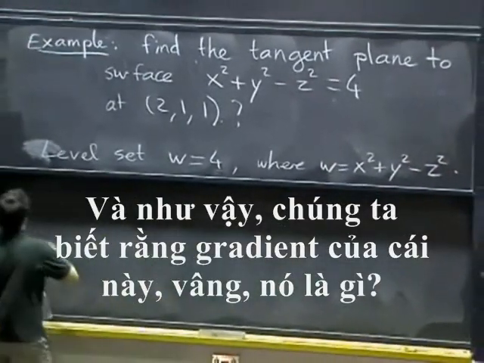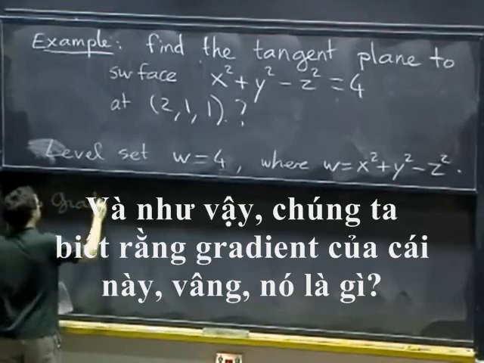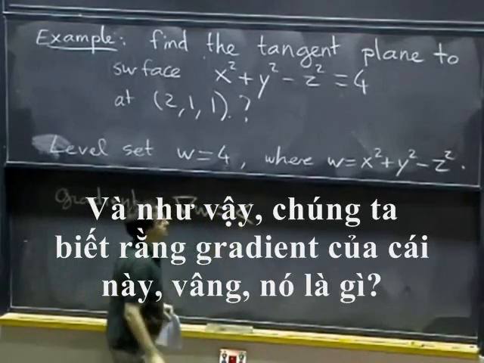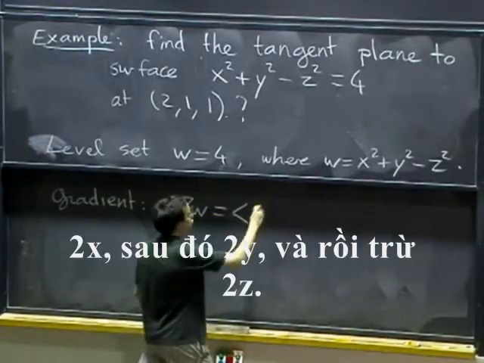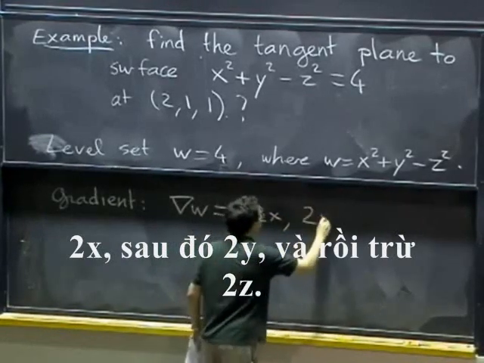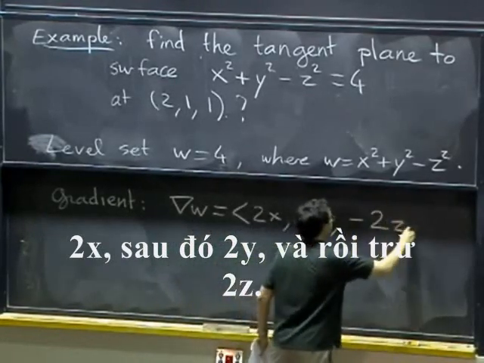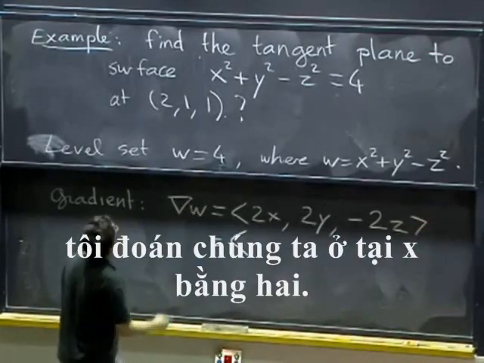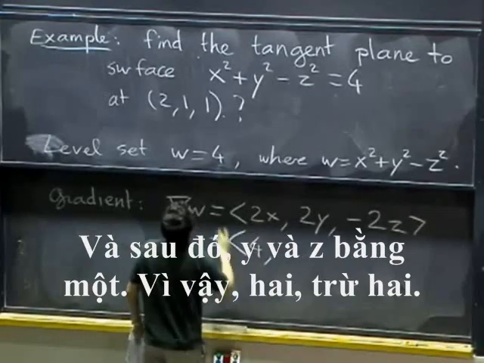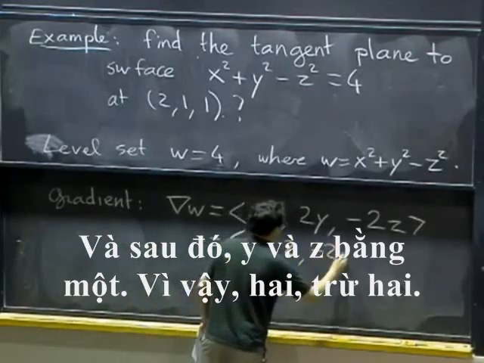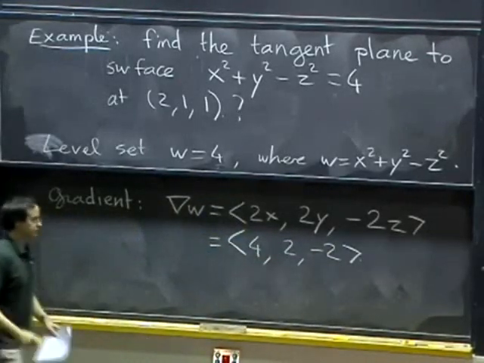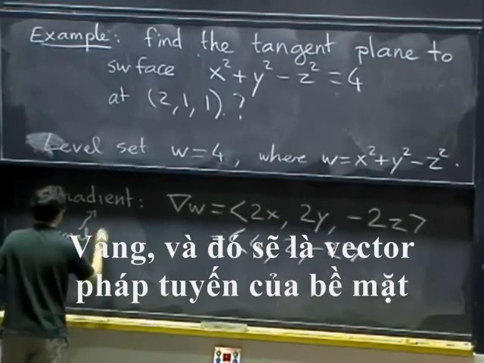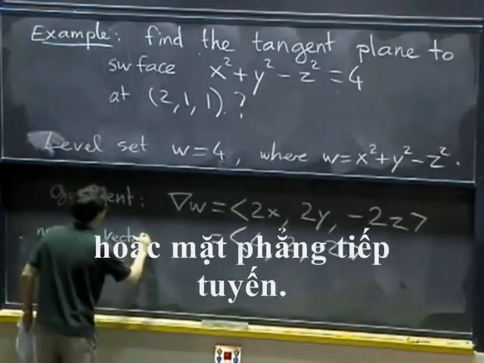And so we know that the gradient of this, well, what is it? 2x, then 2y, and then negative 2z. So at this given point, I guess we're at x equals 2, so that's 4. And then y and z are 1, so 2, negative 2. Okay? And that's going to be the normal vector to the surface or to the tangent plane.